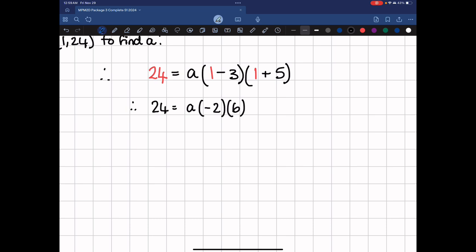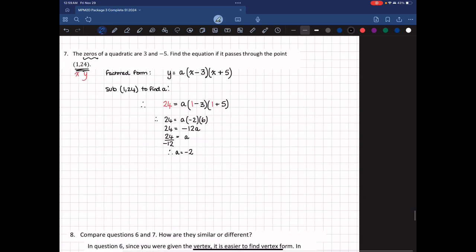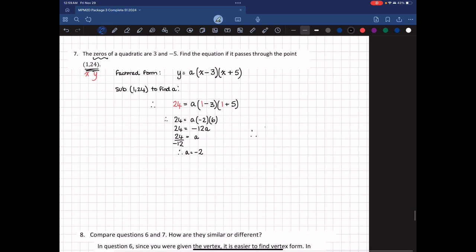Now remember multiplication, so let's multiply this -2 and 6 together, which gives me -12, and I'll put that at the front of a because typically that's what we do. And now we can get a on its own just by dividing both sides by -12, and therefore a equals -2. We're not quite finished yet because it did say find the equation, so we'll go back to our original equation up here, and then we can just write it out with the a value as -2 and keep the rest the same.